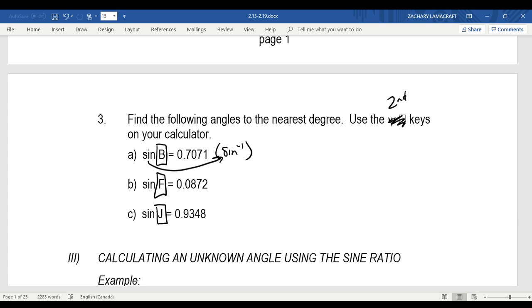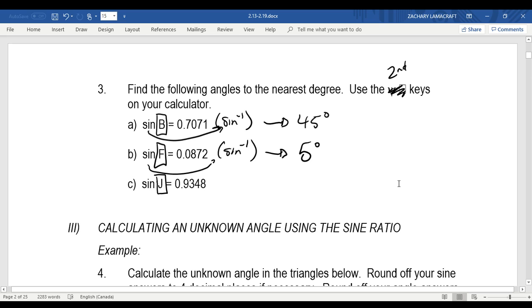Sorry? I got something slightly different. 45. Try it again, yeah. 45 degrees. What do we do with the next thing here? We're finding sine F. What do we got to do with sine here? So move it to the other side, sine negative 1. What do we get? Agreed. 5 degrees. Cool.